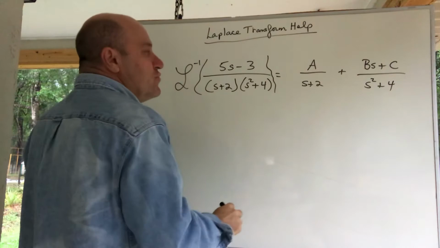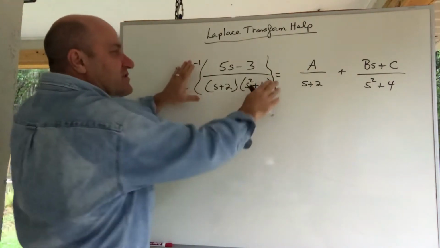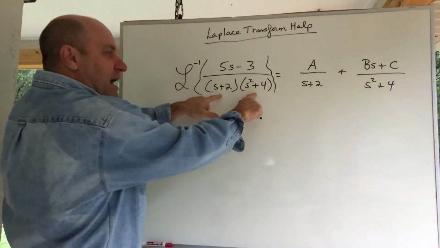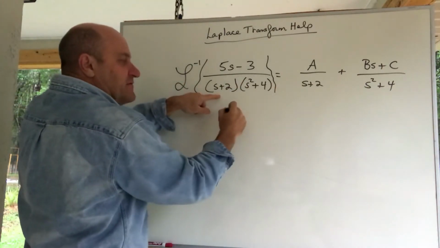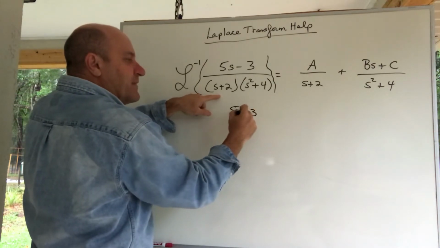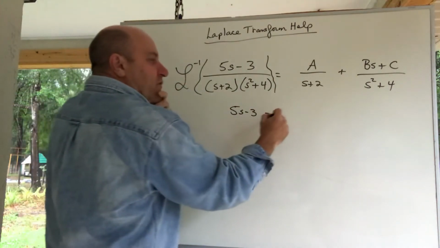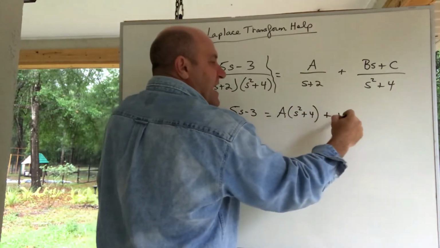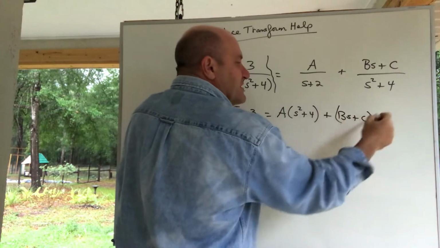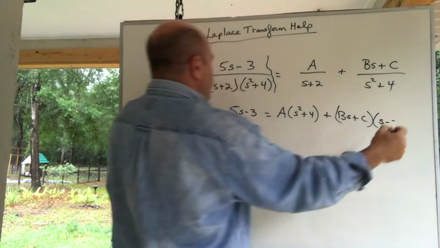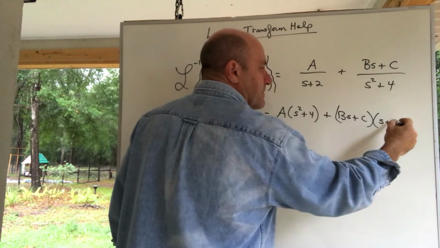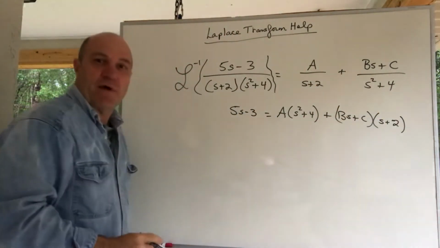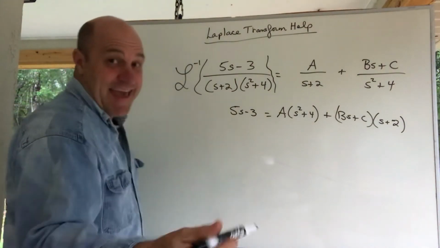And this is out of the Laplace inverse. This is just decomposing this fraction. So then I multiply by the common denominator, and that cancels here, and it leaves me 5s minus 3. That's a 5, and that's an s. And then over here I get the A times the s squared plus 4, and I get the Bs plus C times the s minus 2, s plus 2. I multiply by the common denominator, and that's what I'm left with. And then I play this game to find the A, B, and C.